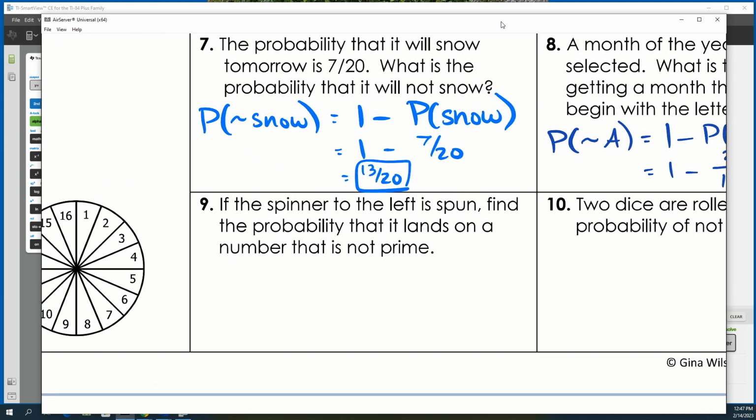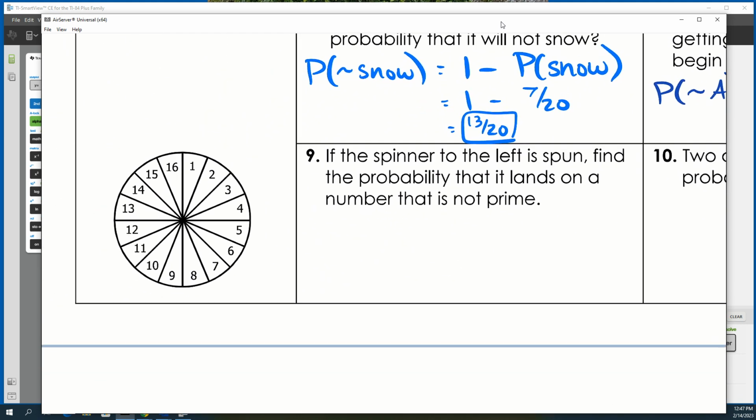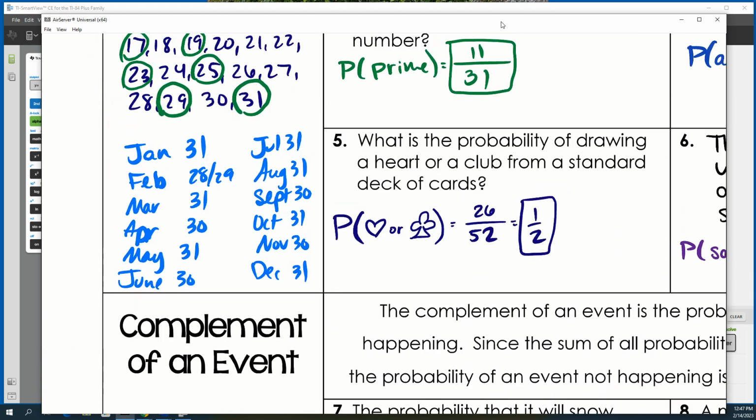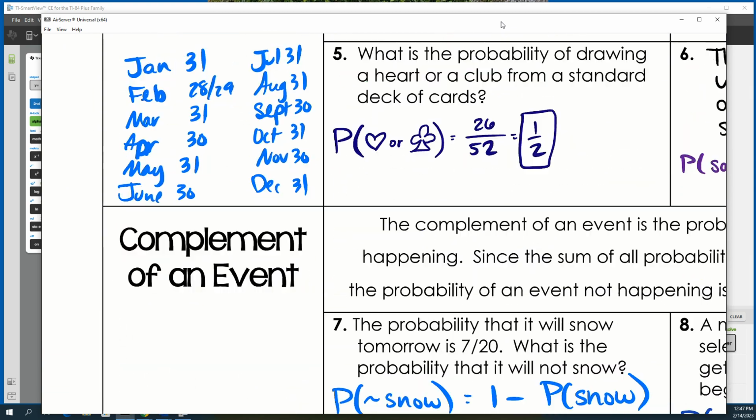All right, we have a couple more. On number 9, we have this spinner, and it's spun, and we want to find the probability that it lands on a number that is not prime. So the probability of not prime is going to be 1 minus the probability of a prime. On these ones that are "not," there's always more than one way to do it. So if you figure out another way to do it, it's okay, but I want to show you this way. There are other ways that could be faster. Now luckily we went ahead earlier and circled all the prime numbers from 1 to 31.